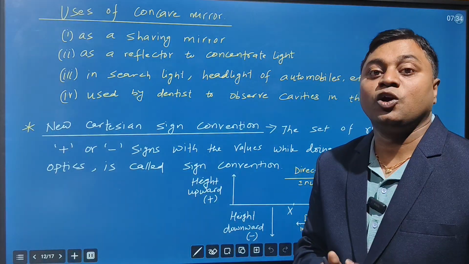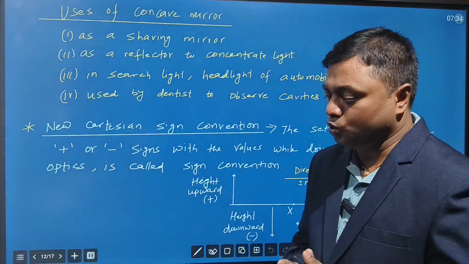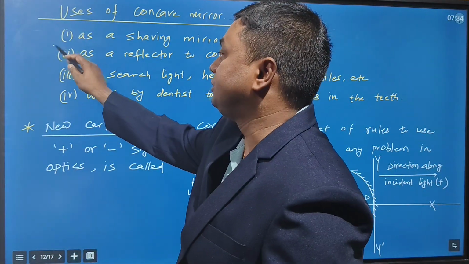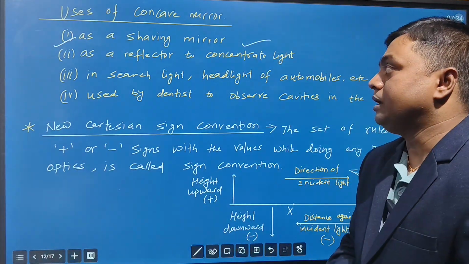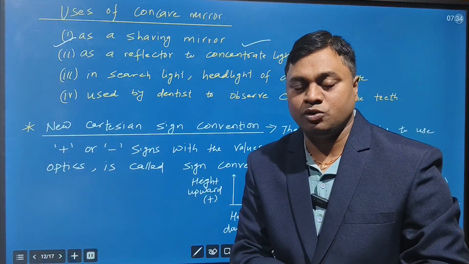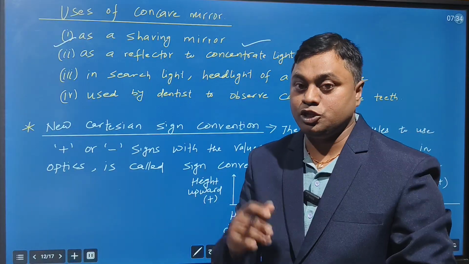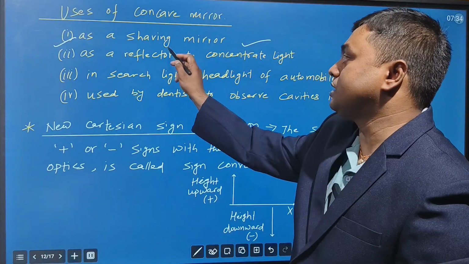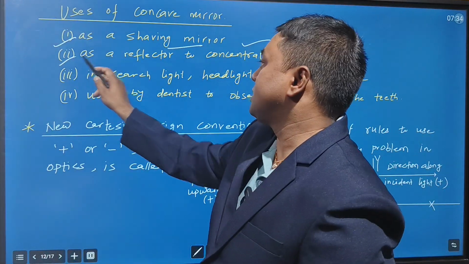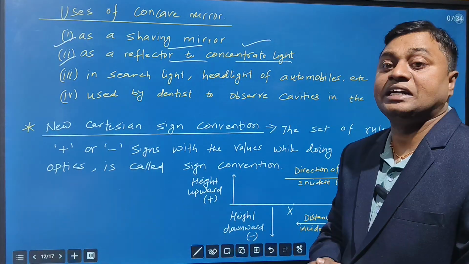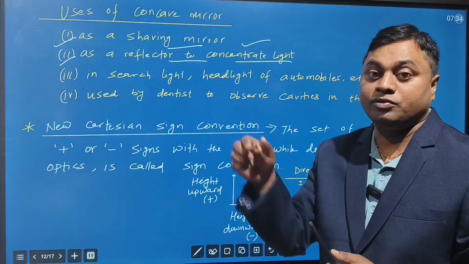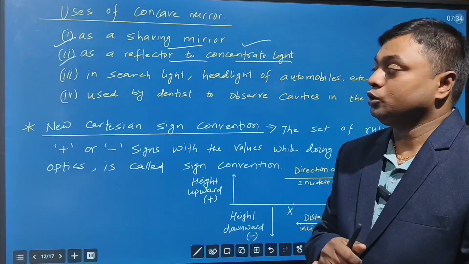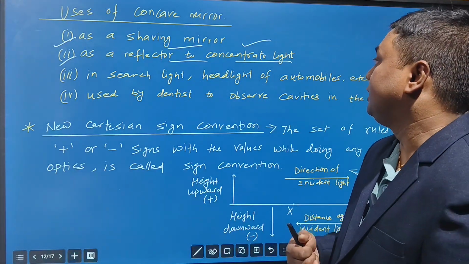Now, where we are using concave mirror, this question may be asked for 2 marks. Because of its converging nature, it is used as a shaving mirror. It also forms an enlarged image. Yes or no? Concave mirror forms enlarged image, so this property of the mirror is used as a shaving mirror. It is also used as a reflector to concentrate light, because when a beam of light is parallel to the principal axis, after reflection it will meet at one point. So it is used to concentrate beam of light.